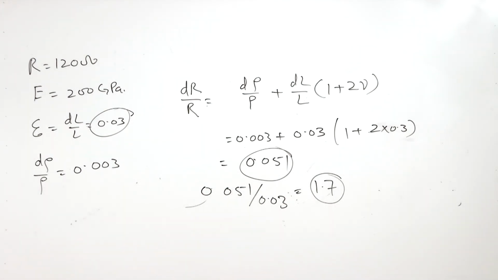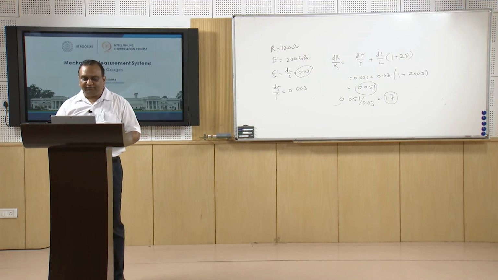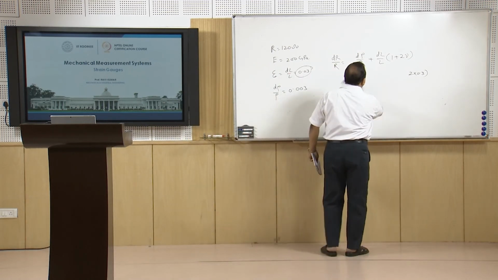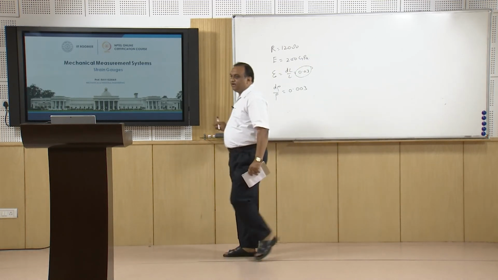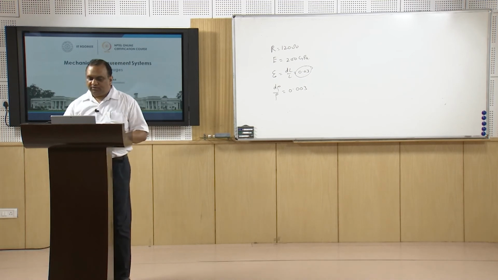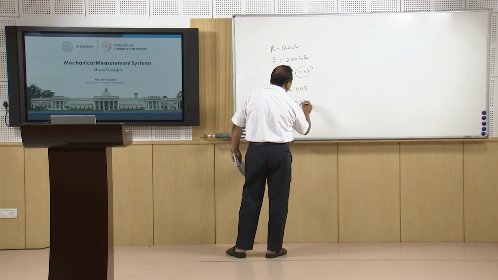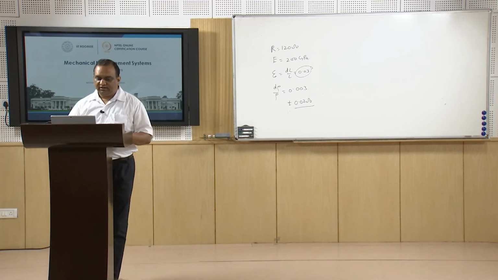Now, the next part is a little interesting. If the strain gauge is connected to a measuring device capable of determining the change in the resistance with an accuracy of plus minus 0.02 ohm, so the accuracy of the measurement is plus minus 0.02 ohms.